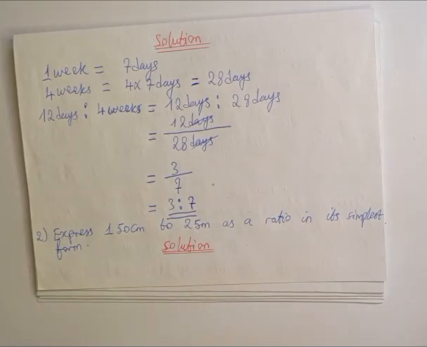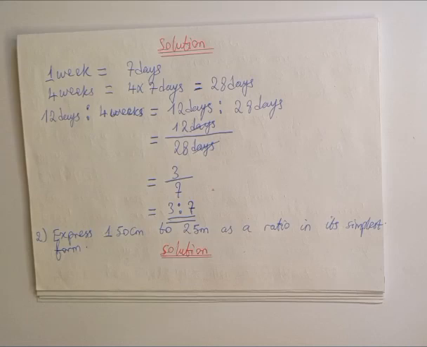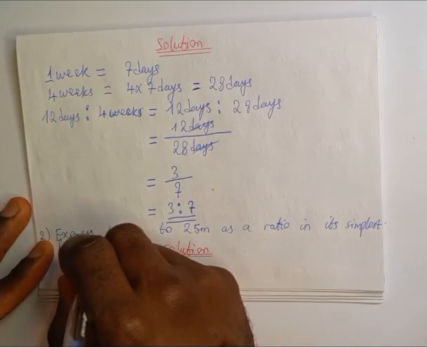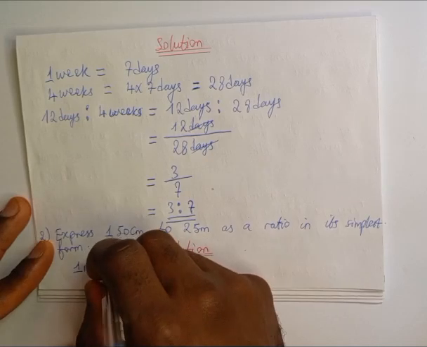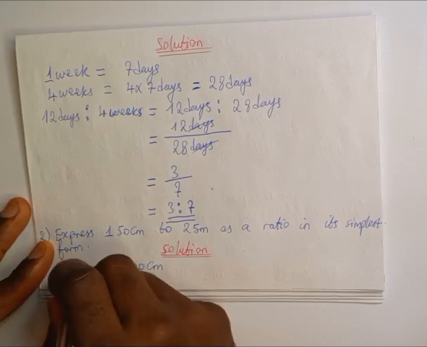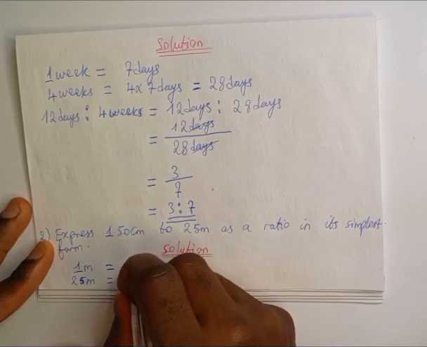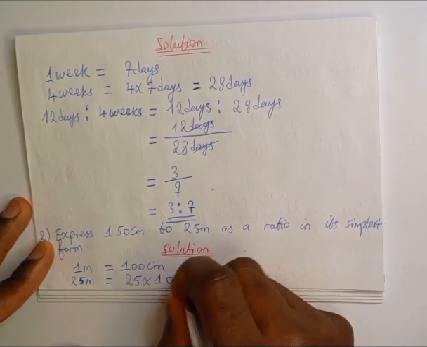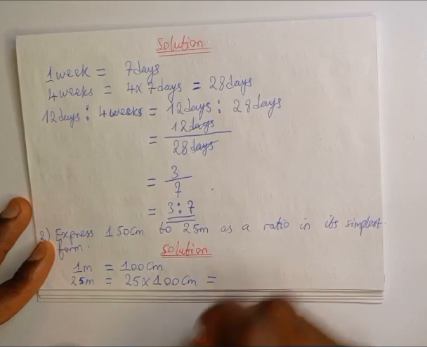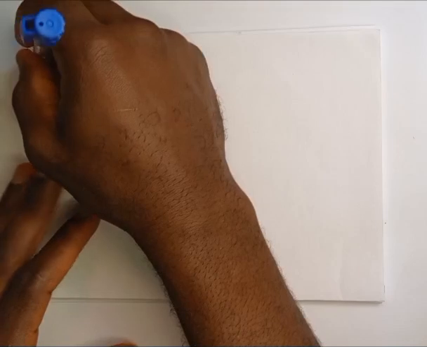So for us to easily express this ratio in the simplest form, we are going to change the centimeters to meters, or we change meters to centimeters. It's very easy for us to change from meters to centimeters. We know 1 meter is equal to 100 centimeters. Then 25 meters will be equal to 25 times 100 centimeters. And this will simply be equal to 2500 centimeters.